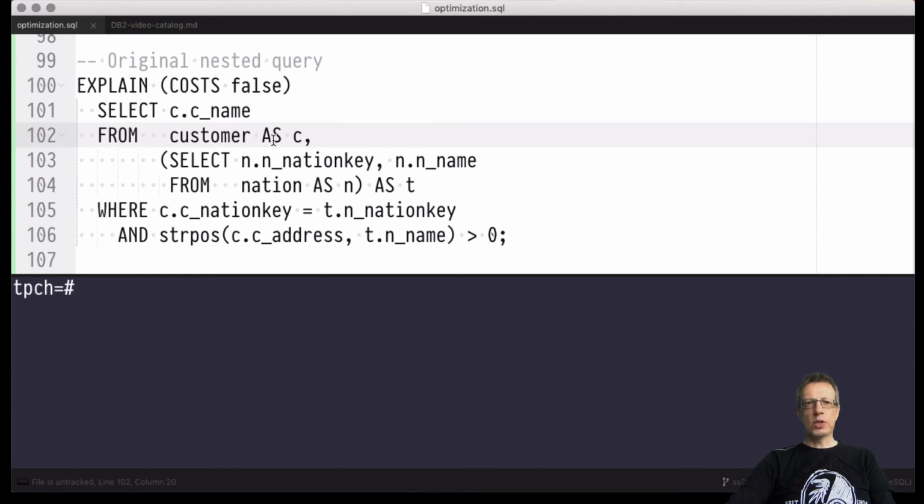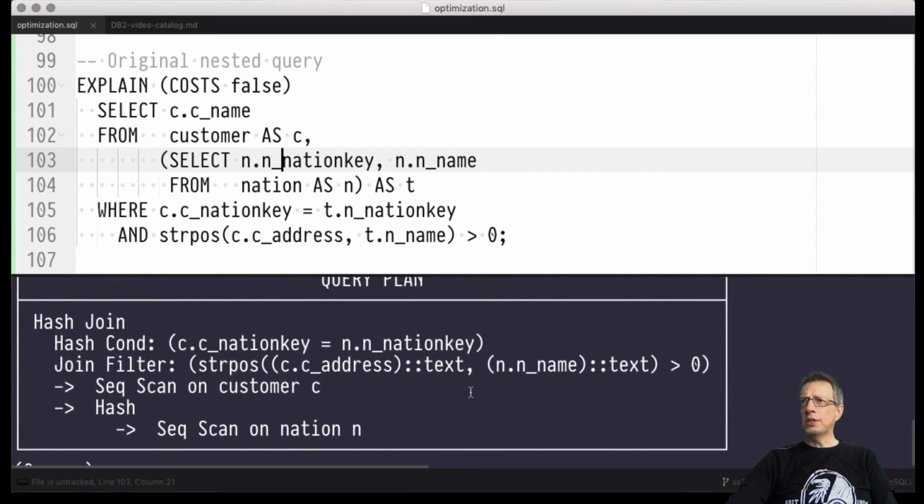But as you will see, the plan that is being produced for this nested query puts customers and the nation table on the same level, so some unnesting is going on, so that we can perform a join between customer and nation, be able to reorder that, and enjoy join optimization and the choice of the best join order. So let's see how the plan looks.